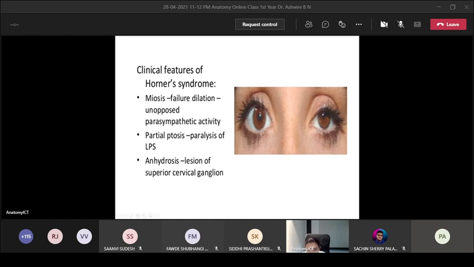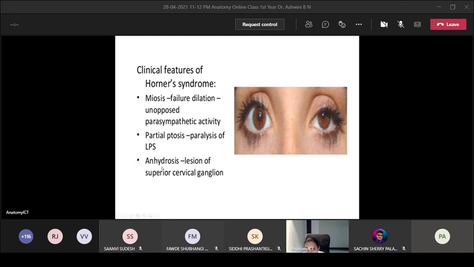Failure to dilate because of the unopposed parasympathetic activity, and because of paralysis of the levator palpebrae superioris, there is a partial ptosis. The upper lid cannot be elevated completely. Here you can see the palpebral fissure is more. Here the palpebral fissure is less.